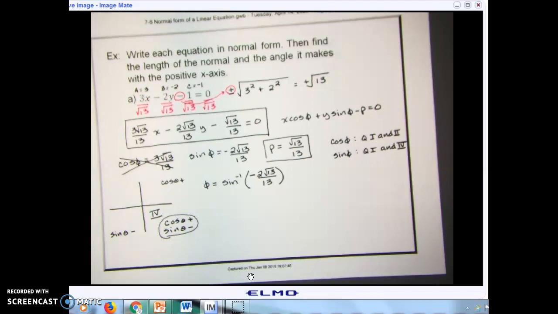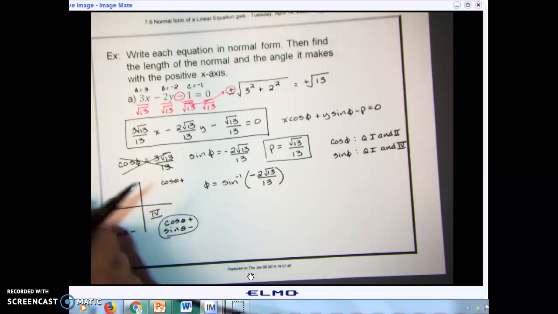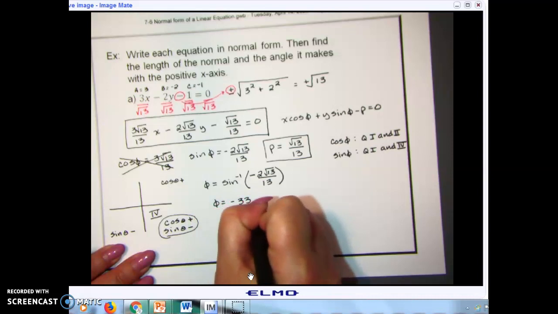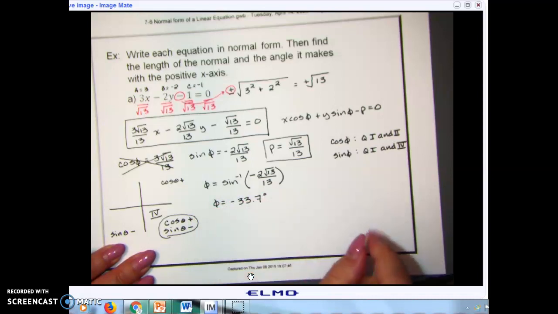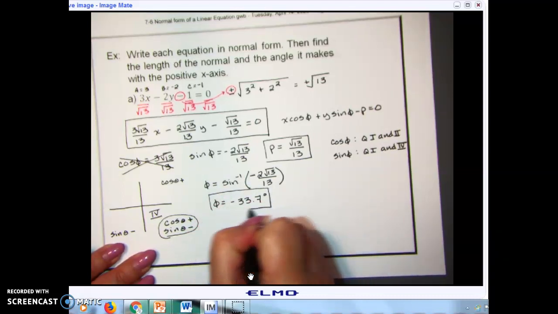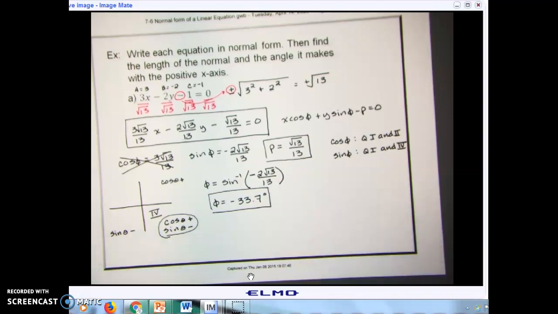So we're going to type that into our calculator. I apologize for taking a moment to do this. So I've got the inverse sine of negative 2 times the square root of 13, close that out, divided by 13 gives me negative 33.7 degrees. And so it doesn't say whether I need to do it in degrees or radians, so I'm going to go ahead and say negative 33.7 degrees.